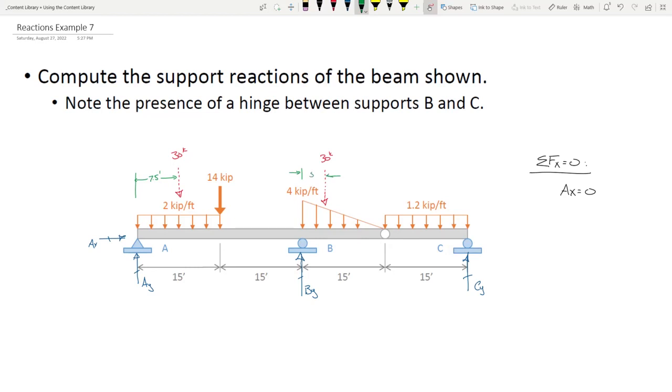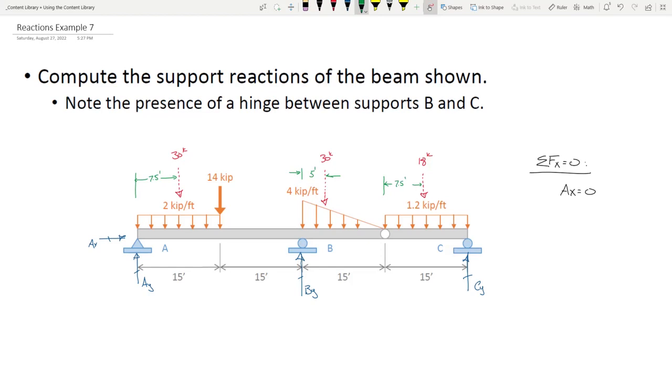5 feet. Okay. Finally, we have 1.2 kips per foot, and that's over a distance of 15 feet. So we can collapse that again. What's the magnitude of that load? 18 kips. And then the distance is 7.5.